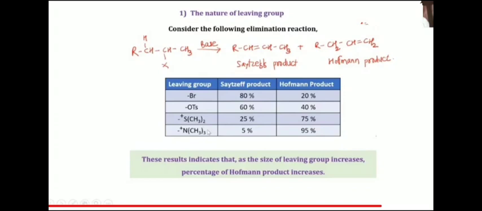These results indicate that as the size of the leaving group increases, the percentage of Hofmann product increases.